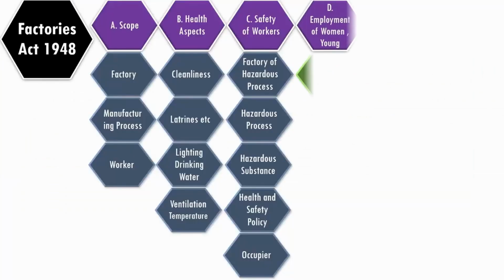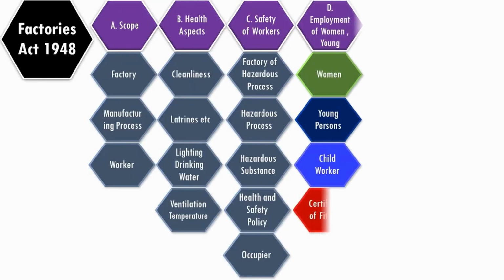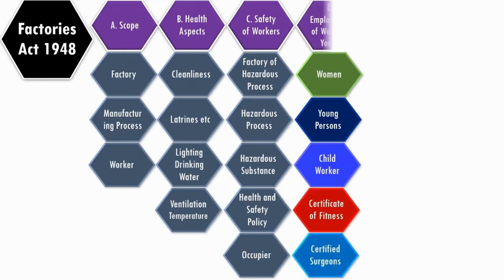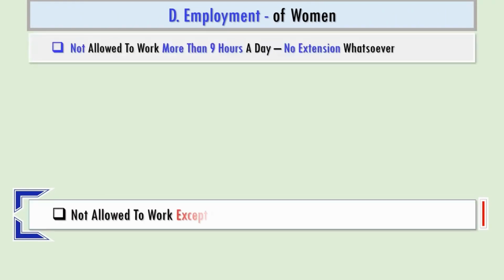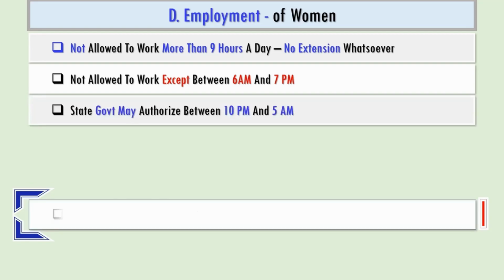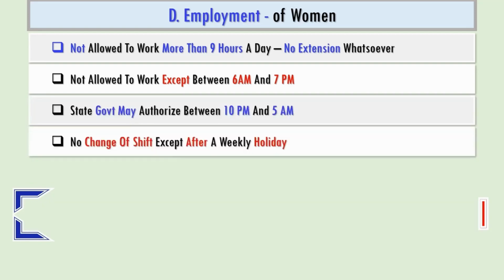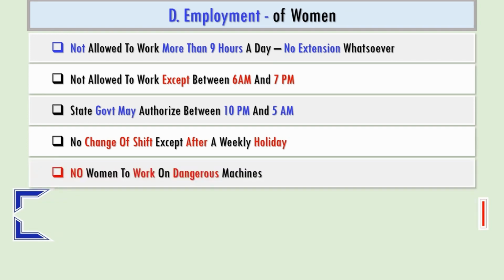The aspects covered under employment of women and young people are women, young persons, child worker, certificate of fitness and certified surgeons. As regards employment of women, not more than 9 hours a day of work, and working hours strictly between 6 a.m. and 7 p.m. It gives liberty for the state government to prescribe relaxation between 10 p.m. and 5 a.m. Any change of shift can be only after a weekly holiday, and on dangerous machines, no women can be allowed to work.